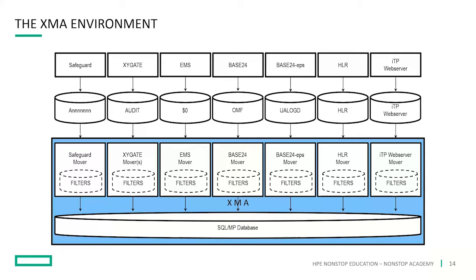The whole point here is to show you that for all of these things, they have different data sources with different data formats. We take all of that, normalize it, and write it into a single NonStop SQLMP database. Not a database per product, but a database for each instance of merged audit. So all that data gets normalized and put in the same place.